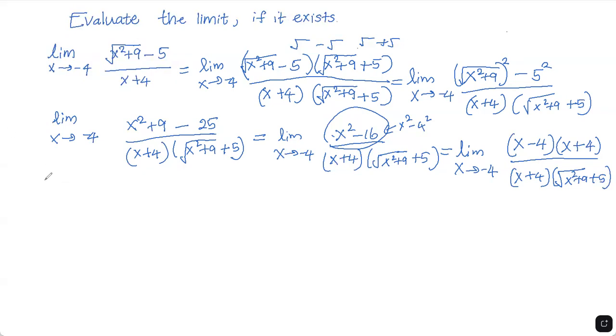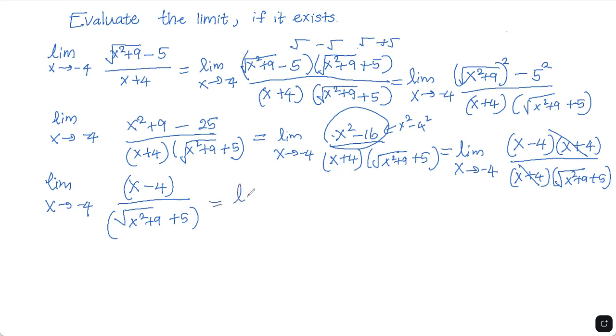So now limit x goes to -4. As you can see here, x minus 4 times x plus 4, x plus 4 in the numerator and x plus 4 in the denominator. So you can cancel these two. And then the rest is x minus 4 in the numerator. And the denominator you have square root of x square plus 9 plus 5, like this. And see, as x goes to -4, your denominator is not 0 now.